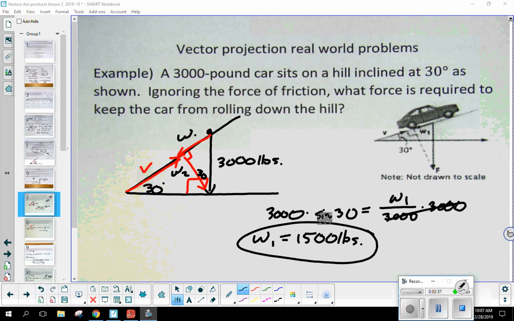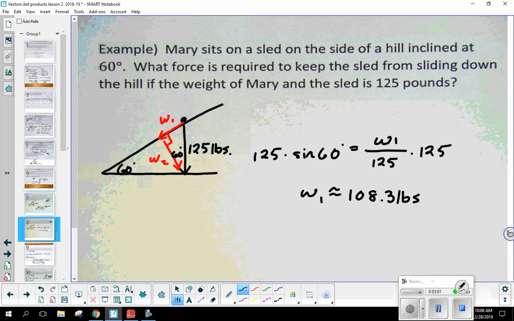Now, what we spent the majority of our time on yesterday were these incline problems, and I also went ahead and showed you a work problem. How many people had the opportunity to go home last night and figure out how many pounds of force it would take for both Mary and her sled to not go down the hill? So, Connor, what did you get? That's exactly right. So here's that problem I was referring to.